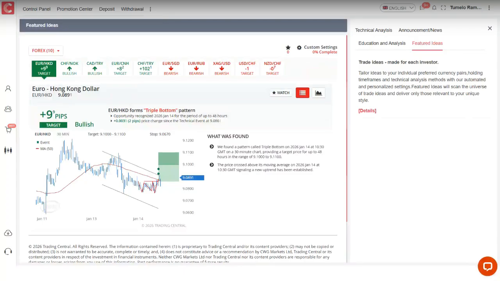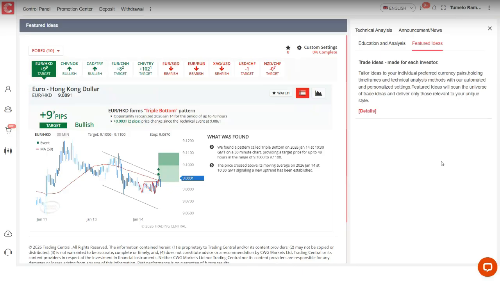So here we are. This is our Trading Central, which is part of your client zone as well. Again, you click on your client zone, you go to Technical Analysis, and under that, you click on Featured Ideas, you click on Details, and this will take you to the Featured Ideas section, which is our Trading Central side of things, which again, you can use to help you to look for trading opportunities.